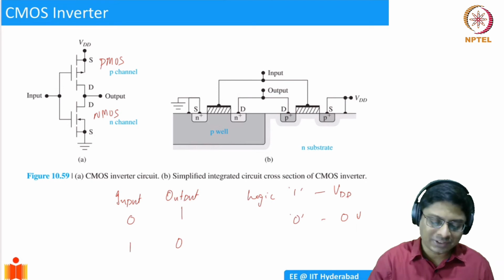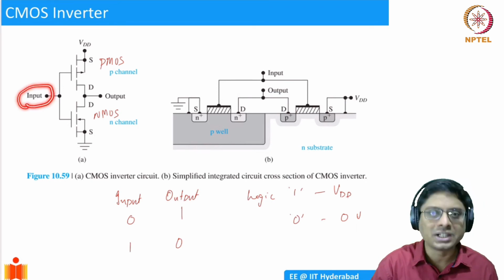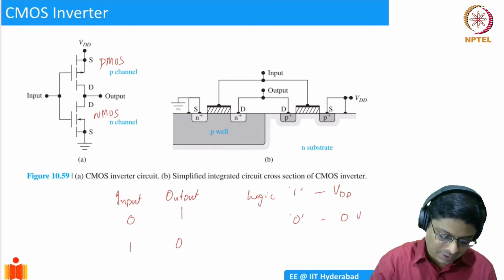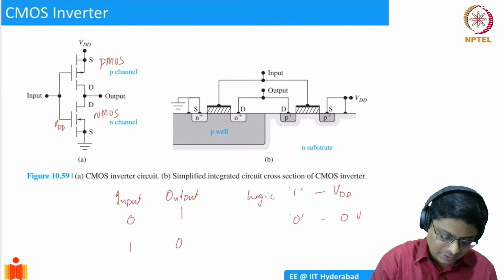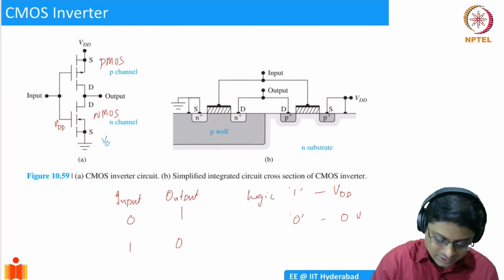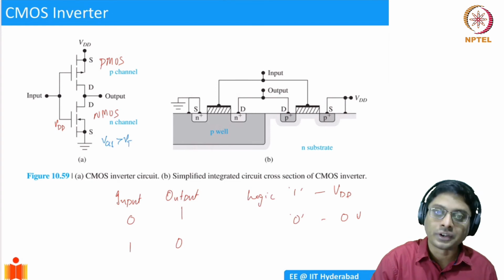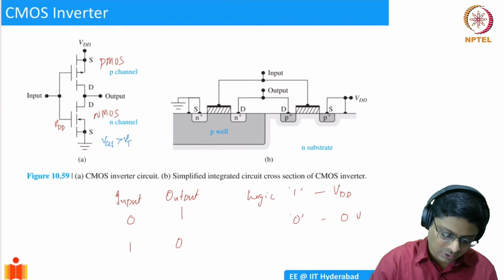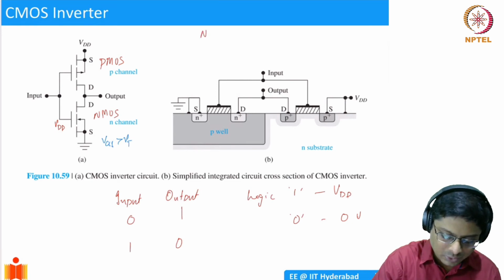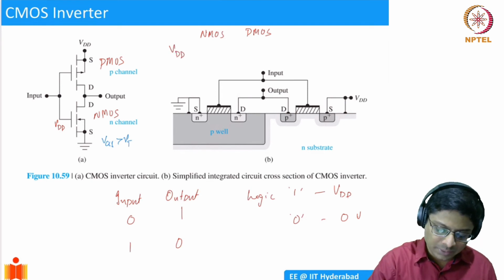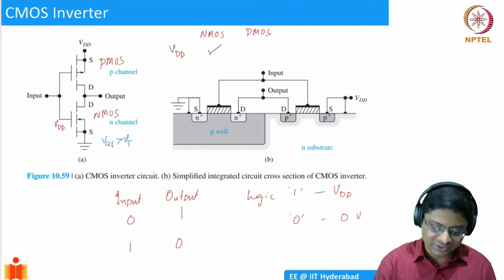So let's say I apply a 1. That means I apply VDD here. If I apply VDD to the input, what happens to this guy? When this is VDD, VGS is definitely greater than VT, right? So NMOS is on. I'll write it here: NMOS, PMOS. When my input is VDD, the NMOS device is going to be on, because VGS is greater than VT.